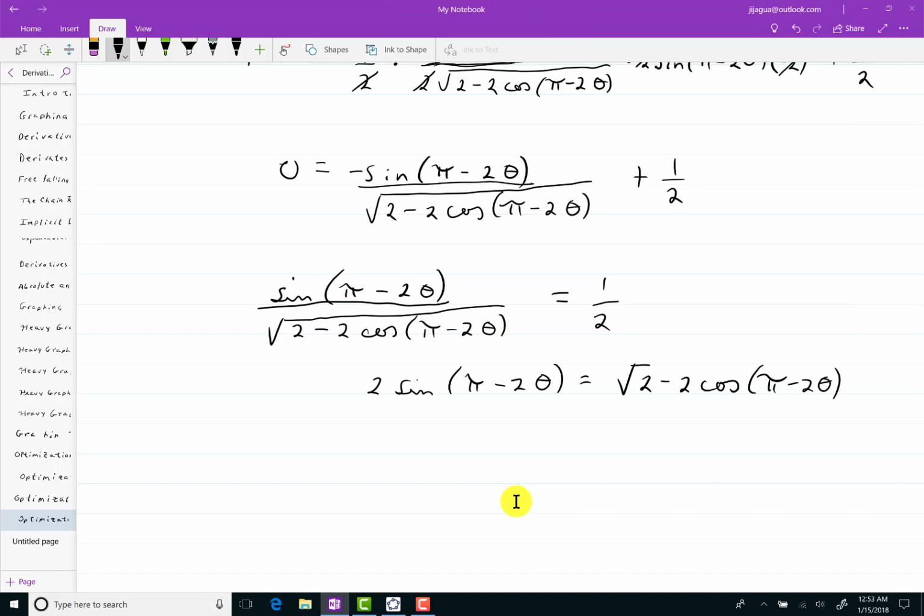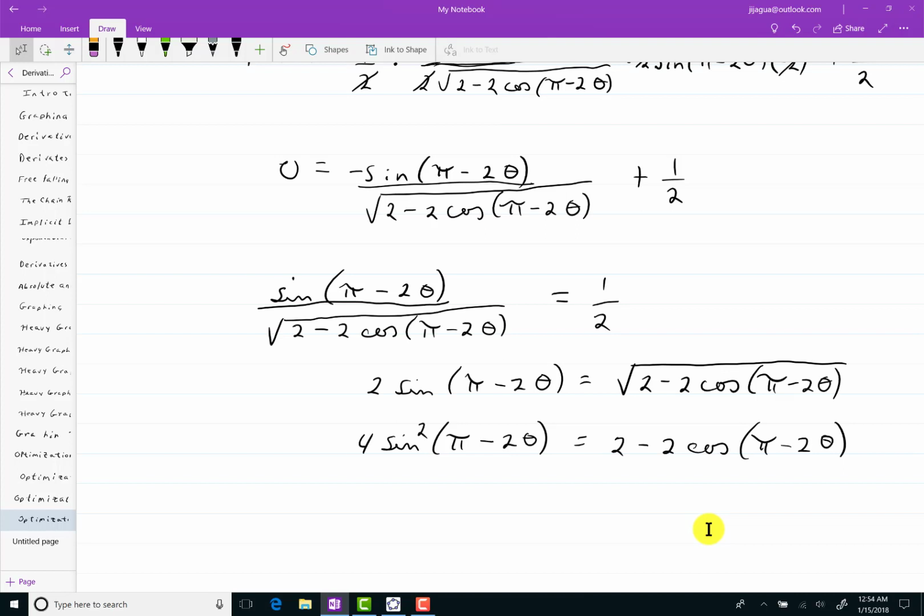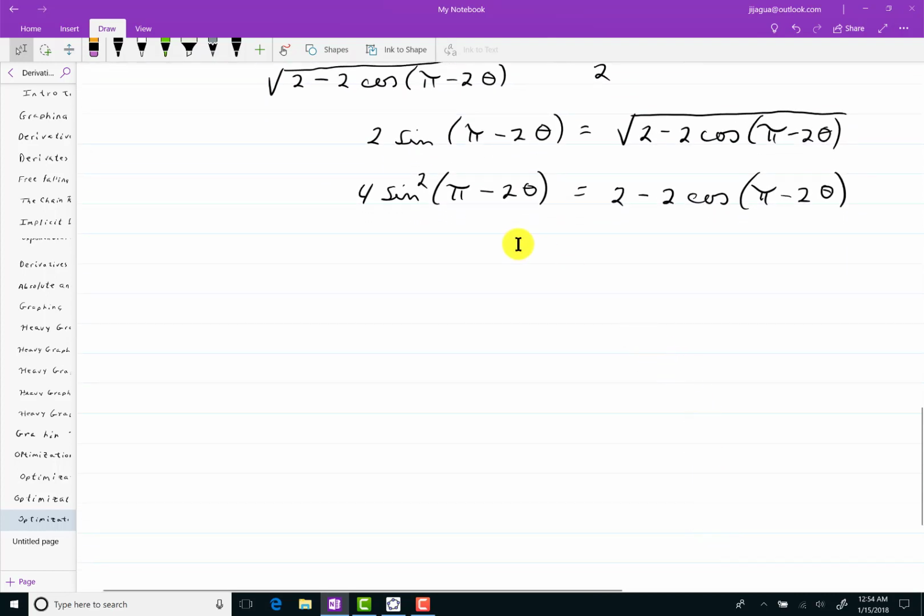Now hopefully you're playing along at home. Next, what seems obvious to do to me is to square both sides. That's sine squared now, so make sure you square that part of it too. Of course, on the right side, the square root just goes away and you get 2 minus 2 cosine of pi minus 2 theta. To make everything in terms of cosine of pi minus 2 theta, I'm going to rewrite the left side. Sine squared equals 1 minus cosine squared.